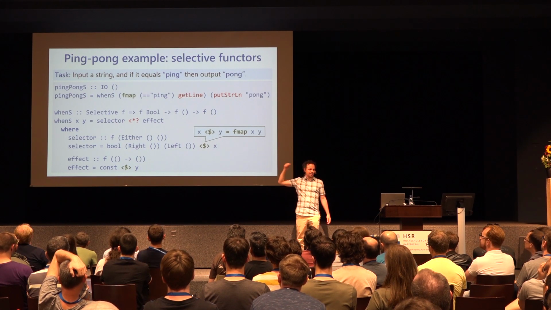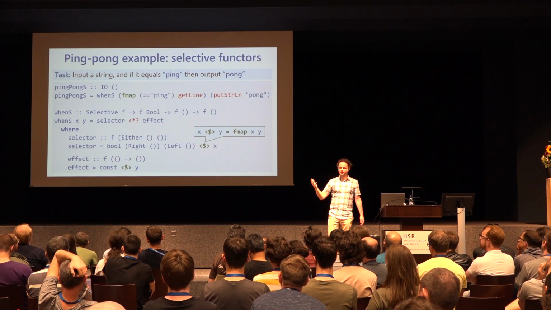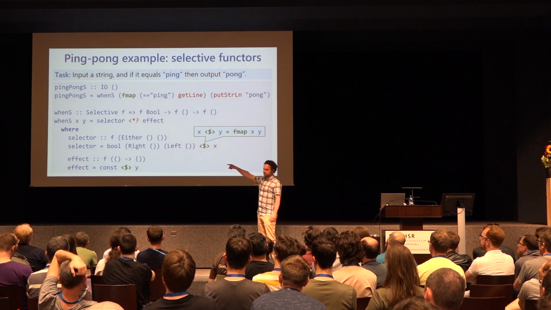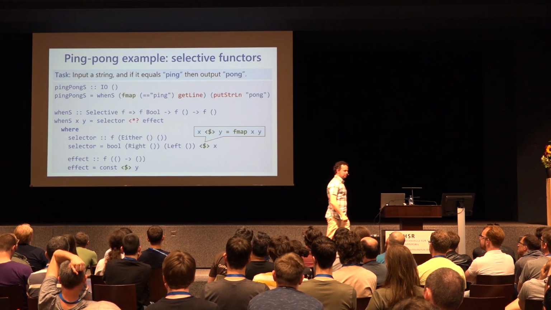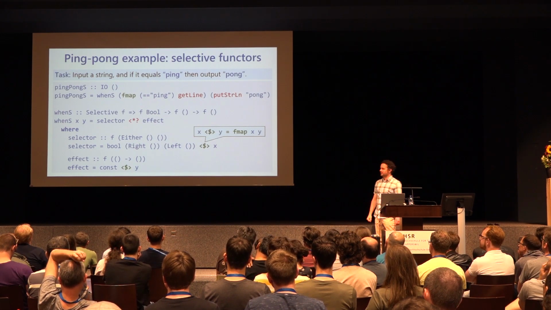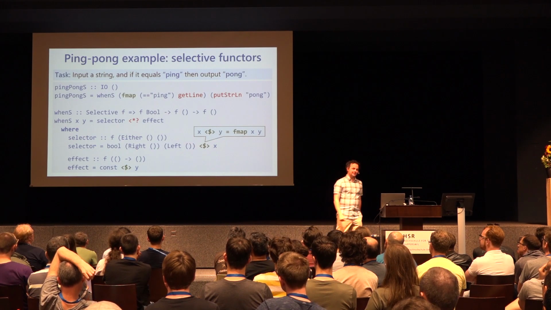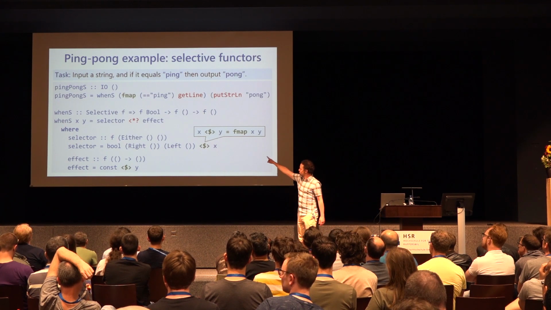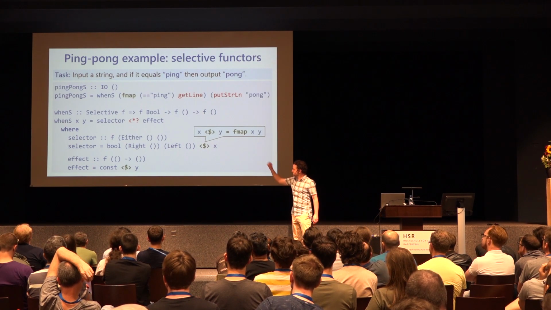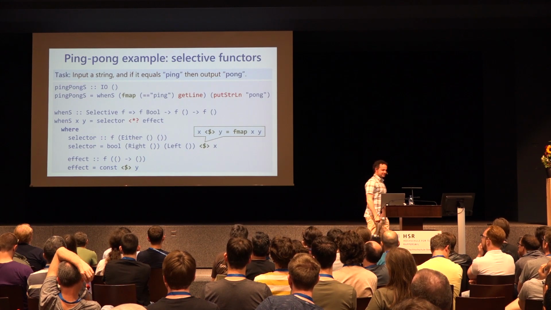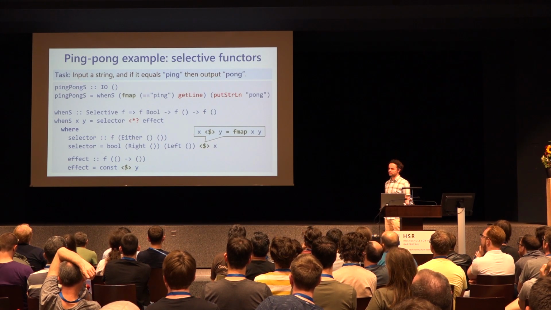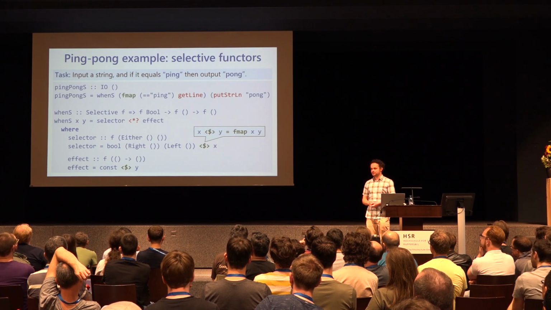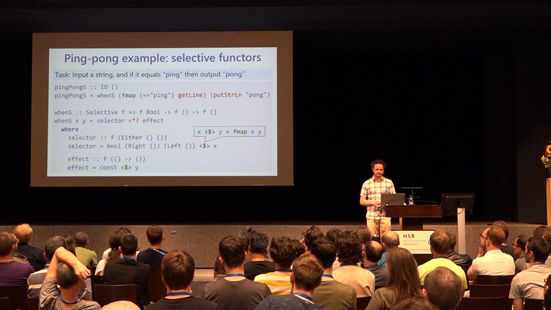We have an F bool, but our select operator requires an either. So we just need to re-encode our bool as an either between two unit types. We are going to map true to left and false to right. And then we're going to use the select operator. If it's left, we will choose to apply the effect, otherwise we will choose to skip. And this is how we implement the conditional execution effects using selective functors.